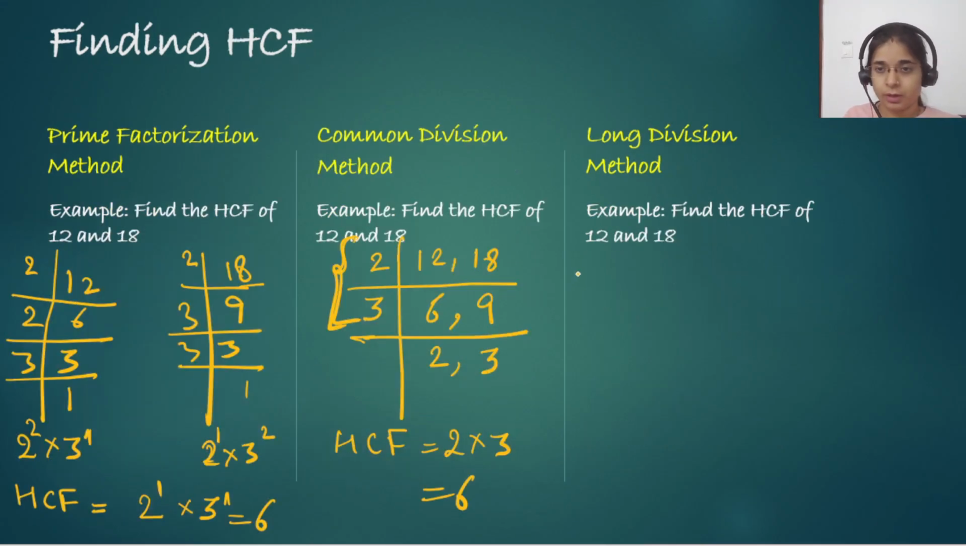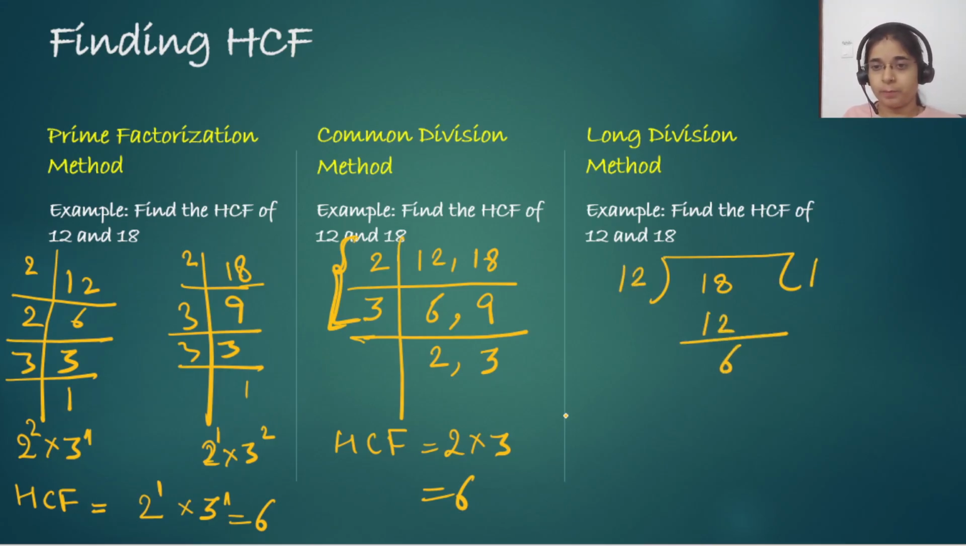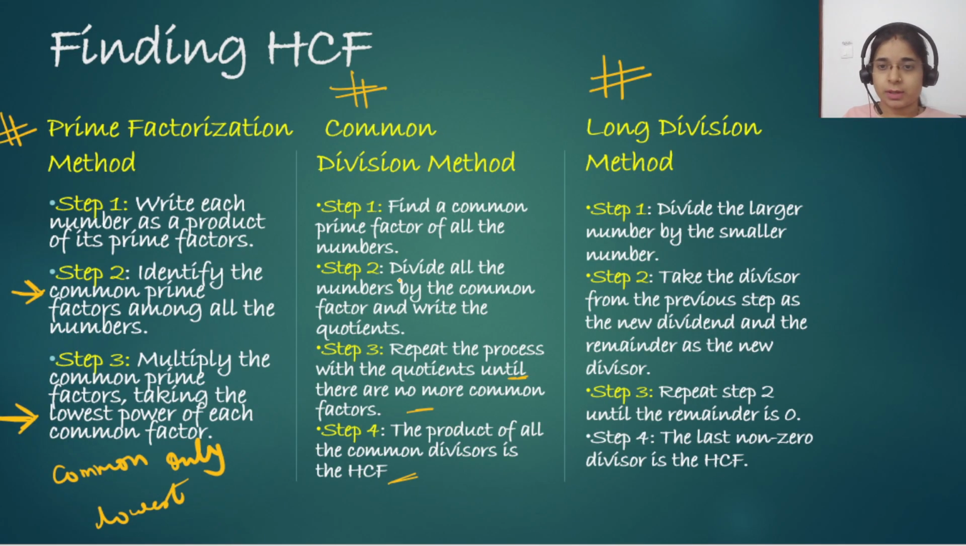Let's try this out. So what is the larger number here? 18. I'm going to divide 18 by 12. This will go like this. 12 ones are 12. What is the remainder? 6. So what does the second step suggest?